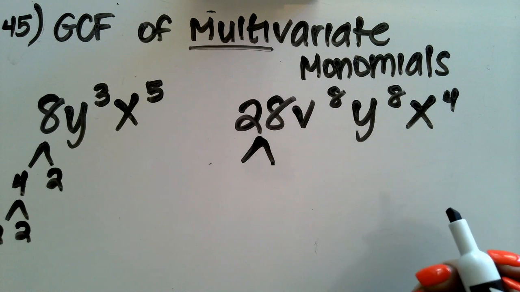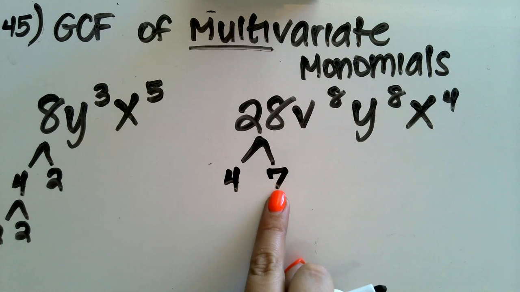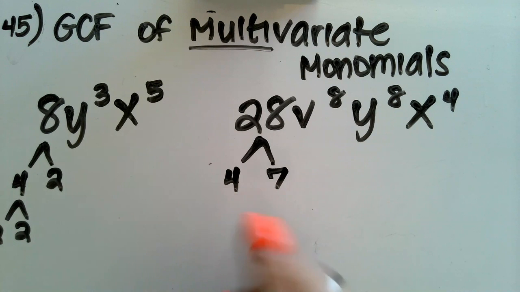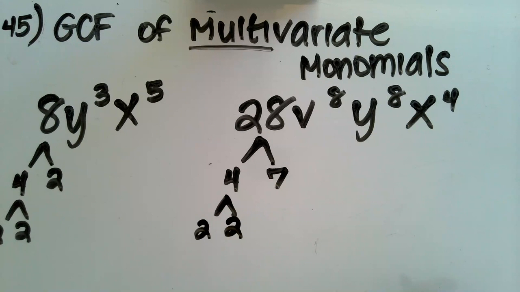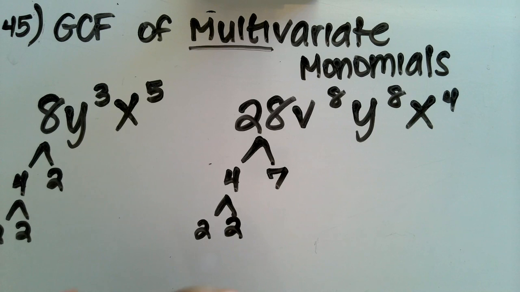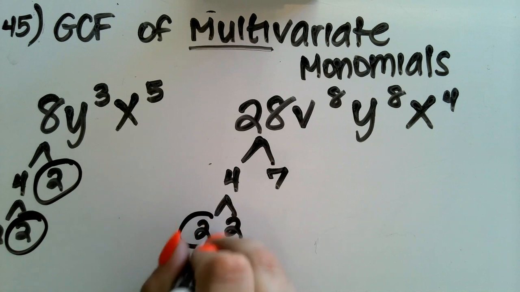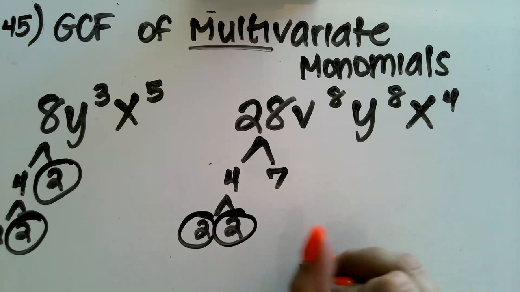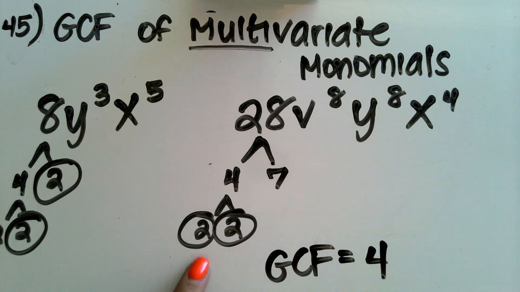Next up, let's do our 28, which we know is 4 and 7. 7 is a prime number. We cannot factor that any further, but we can factor 4 to 2 and 2. Now, looking at those lowest hanging leaves of our trees, we see that both have two 2's. So we know that our GCF is going to include a 4. 2 times 2 is equal to 4.